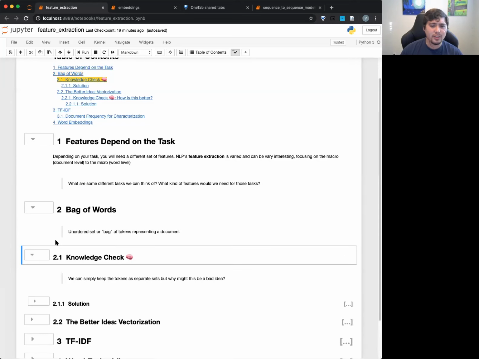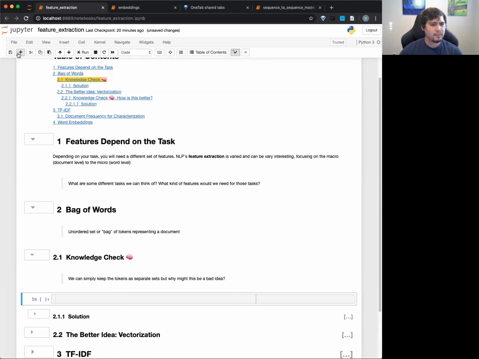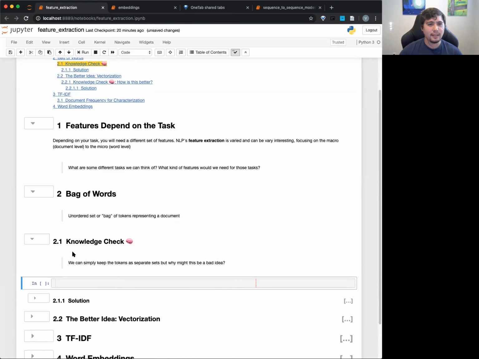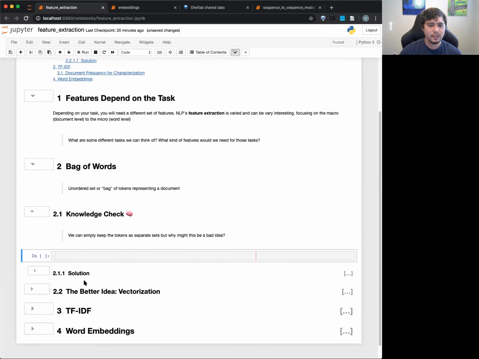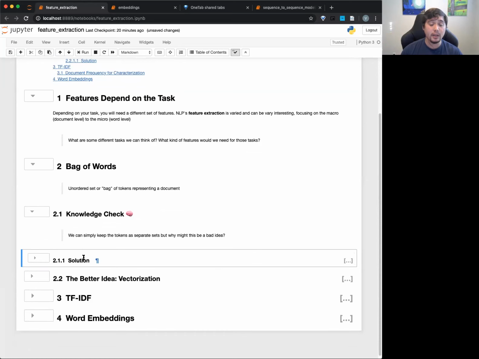So, a quick knowledge check. We can just keep the tokens as separate sets. Are you familiar with Python sets? You can build up a set in Python and just say, whatever's in it, there's no order. It's not like a list. There are no repeats and so on.